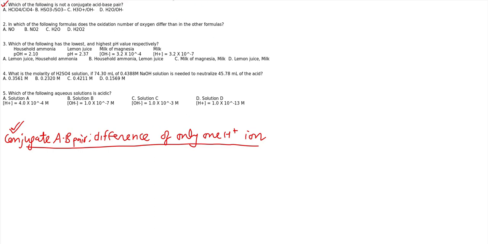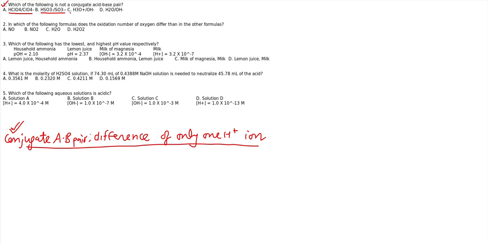So let us see which of the 4 options given in the question have only a difference of 1 H plus. First we have HClO4 and ClO4 minus. You see there is a difference of only 1 H plus, so it is a conjugate acid base pair. Similarly the second one, HSO3 minus and SO3 double minus, again there is a difference of only 1 H plus between these two species, so they are also a conjugate acid base pair.